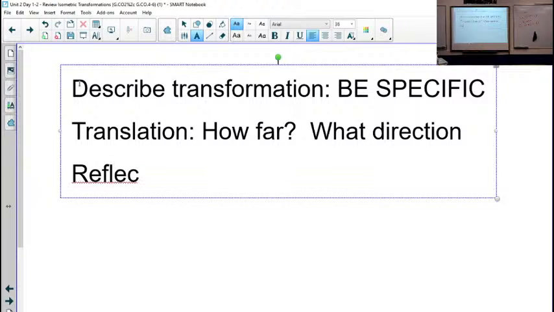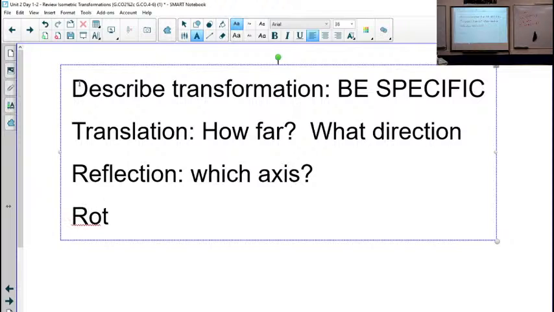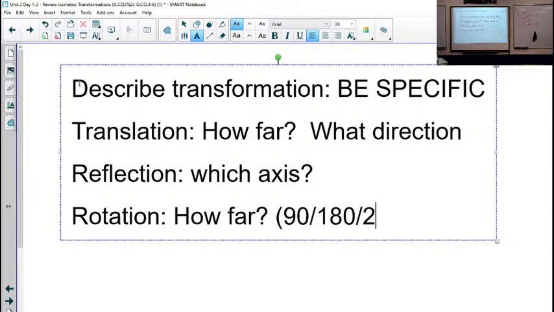Reflection. We're only talking about reflections over the x-axis and y-axis, so be specific about which axis we're flipping over. And then for a rotation, don't just say it's a rotation. Tell me which direction and how far. So that should be 90, 180, 270, counterclockwise. So make sure you describe what the translation, rotation, and reflection is.